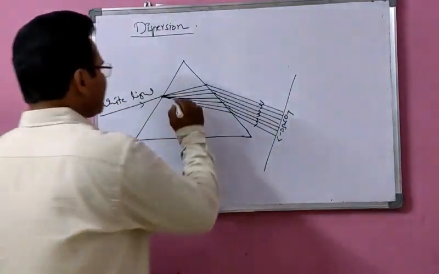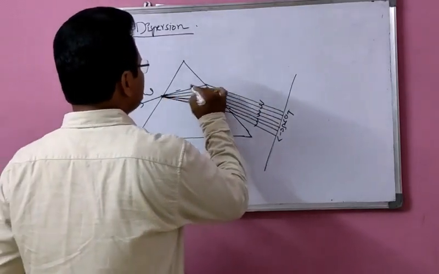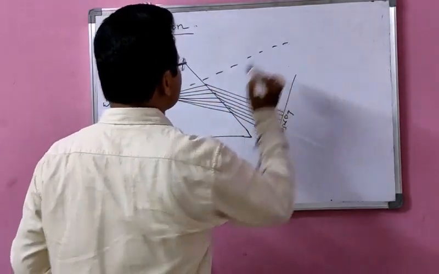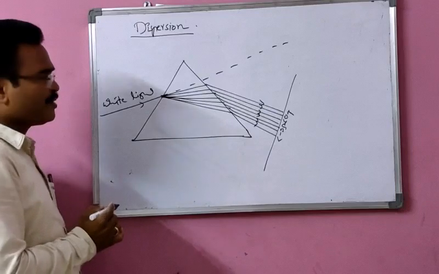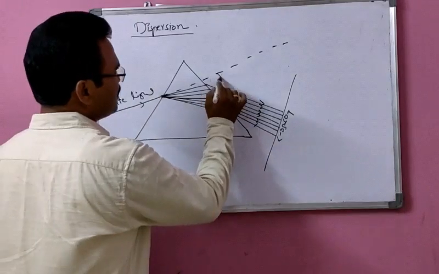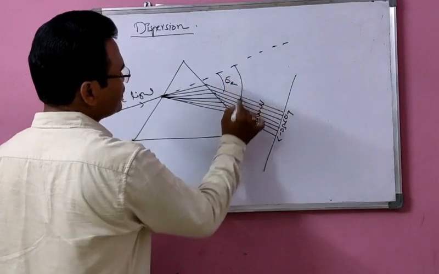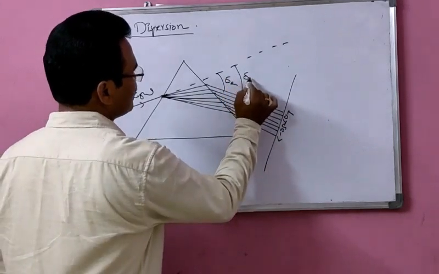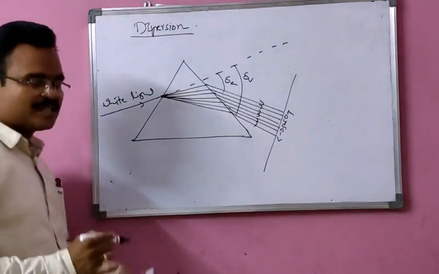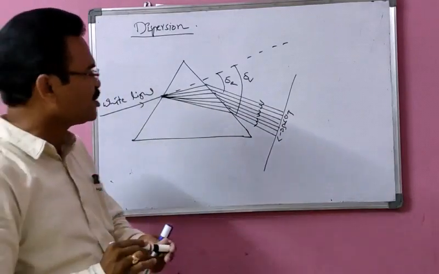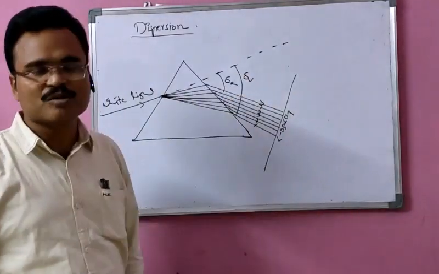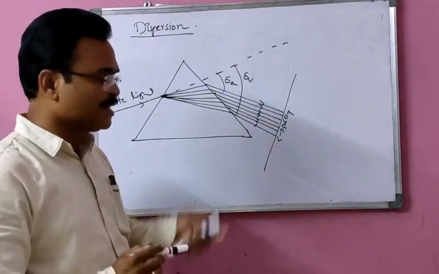In the absence of the prism, the light ray would have gone along this path. This is the original path of the light ray. And this is the deviation produced for red color. This is the deviation produced for violet color. So violet undergoes more deviation than red color.